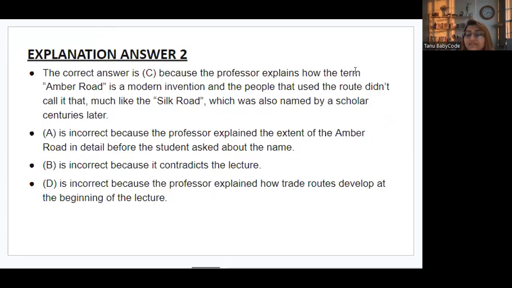Because the professor explained how the term Amber Road is a modern invention, right? And people who used that road didn't call it that, much like the Silk Road, which was named by a scholar centuries later, right? Why is A incorrect? Because they explained the extent in detail before the student asked about the name, right? B is incorrect because it contradicts the lecture, and D is incorrect because the professor explained how trade routes developed at the beginning of the lecture, right? So why he mentions it, the reason was C.